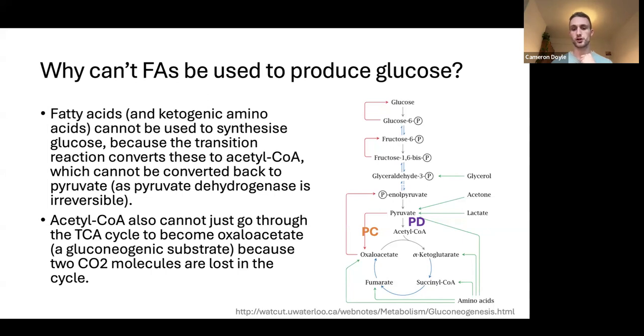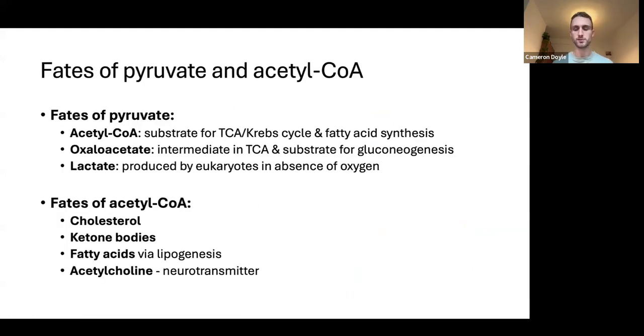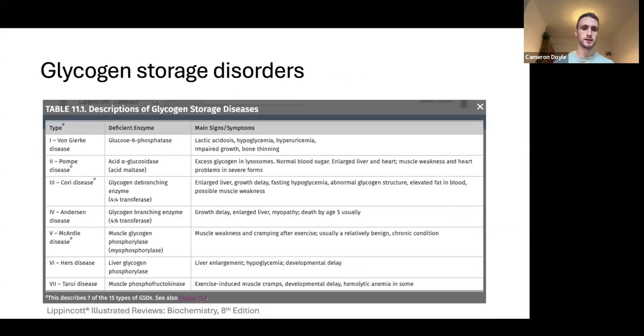And it also can't just go through the TCA cycle to become oxaloacetate, because you need an additional carbon-containing molecule to enter the cycle, because overall in the TCA cycle, you're losing two CO2 molecules. So essentially, the carbon molecules from acetyl-CoA will disappear. So you can't just keep going round and round. Fates of pyruvate and acetyl-CoA, they're just written here. I'll let you guys read over that in your own time.